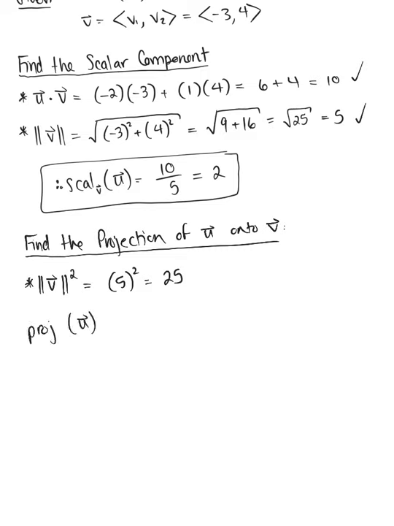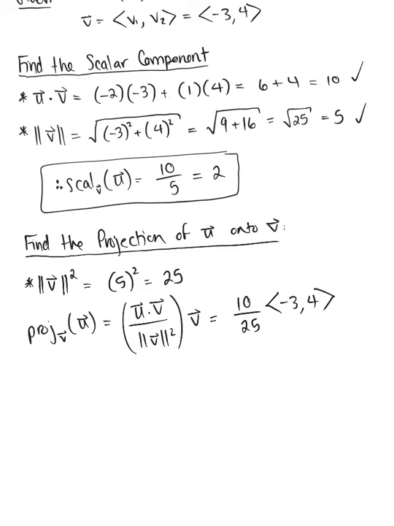So the projection of vector u onto vector v is the dot product of u and v divided by the magnitude of vector v squared. This is a scalar, all multiplied by the components of our vector v. So our dot product is 10, divided by the magnitude squared, which is 25, times the components of vector v, negative 3, 4. We can simplify here. Both 10 and 25 are divisible by 5, so 5 goes into 10 2 times, and 5 goes into 25 5 times.